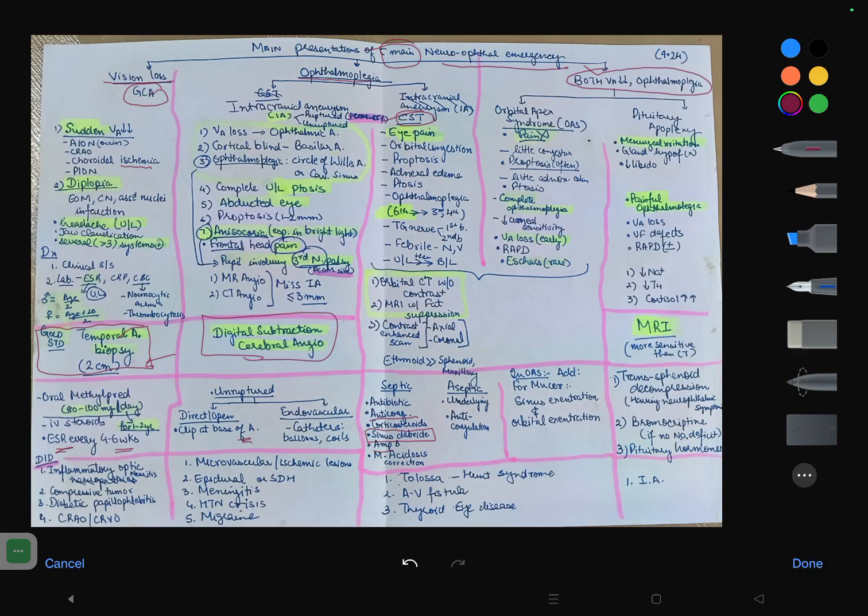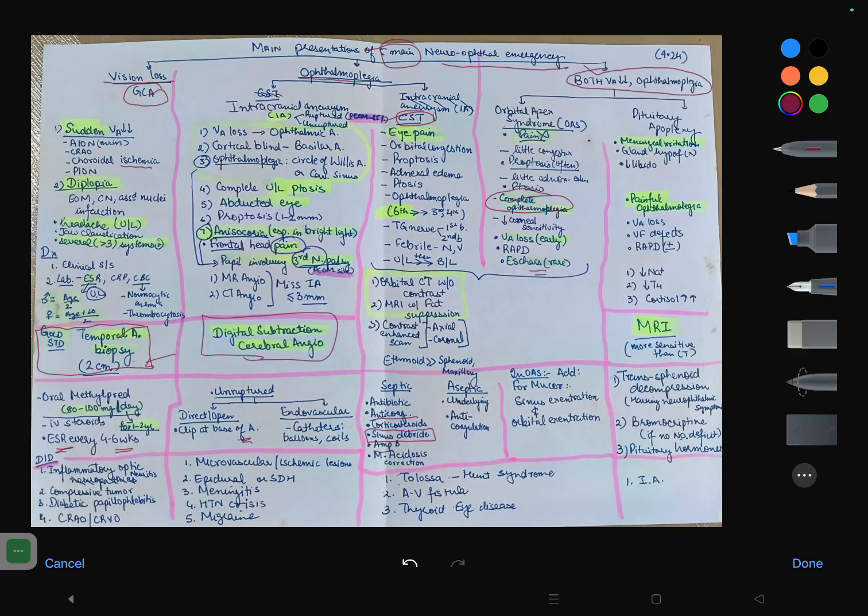In the orbital apex syndrome, there is no pain. In contrast to cavernous sinus thrombosis, there is little congestion. Proptosis is present often. The adnexal edema is very little. Ptosis is there. Ophthalmoplegia is mostly complete. There is reduced corneal sensitivity. Vision loss is early compared to the cavernous sinus thrombosis. There is RAPD present, and hemorrhage can be present rarely.